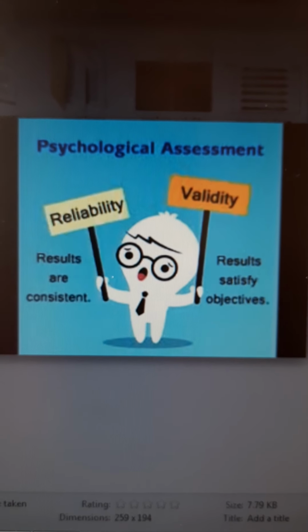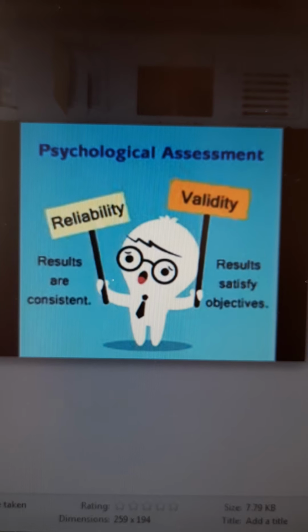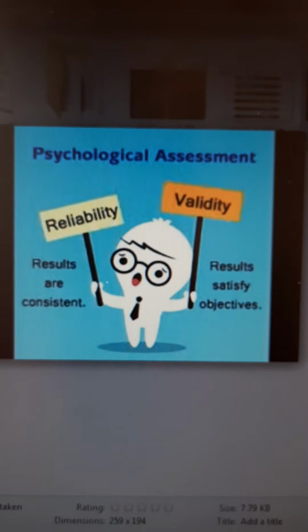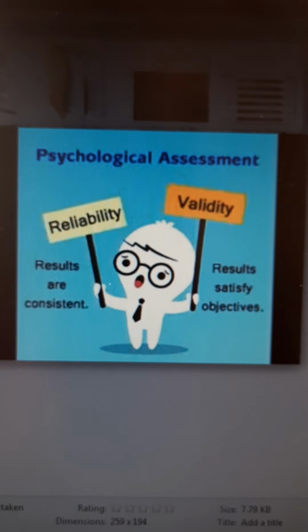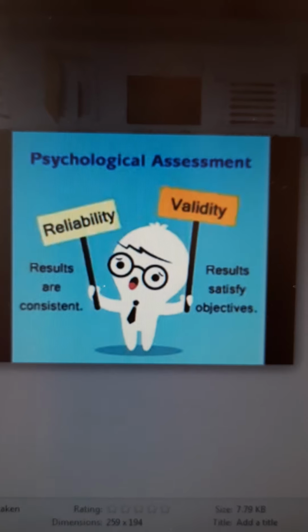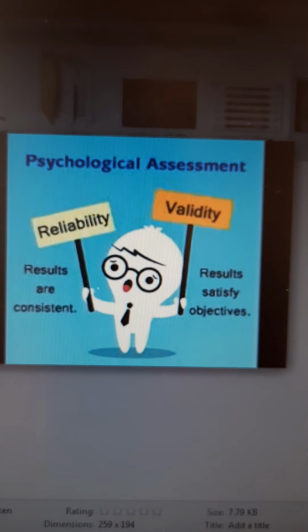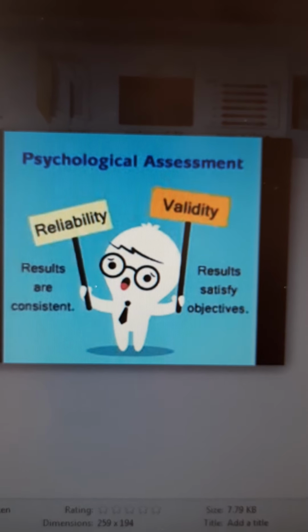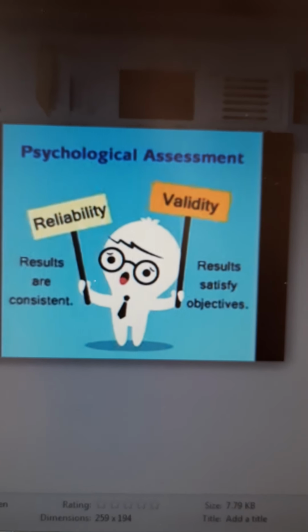Validity is whether it is testing what it claims that it is testing. Reliability is consistency. People who are reading it, whether all of them are giving the same set of answers. Okay? So this is pretty easy to understand basically.